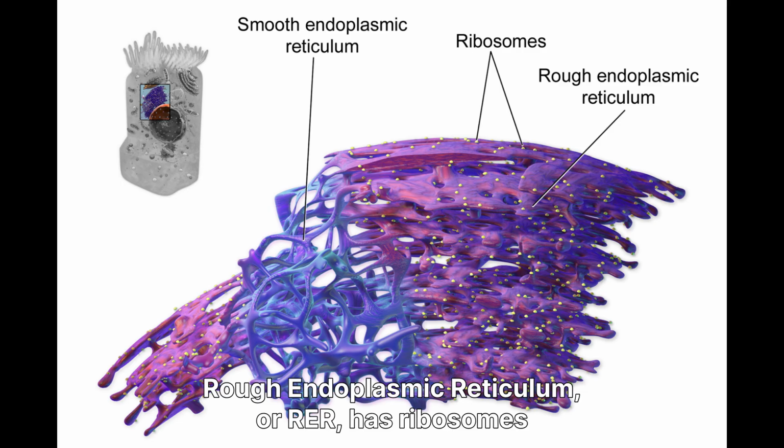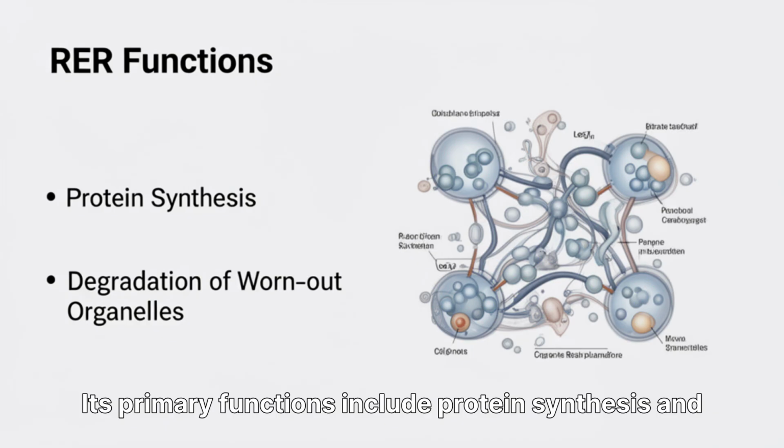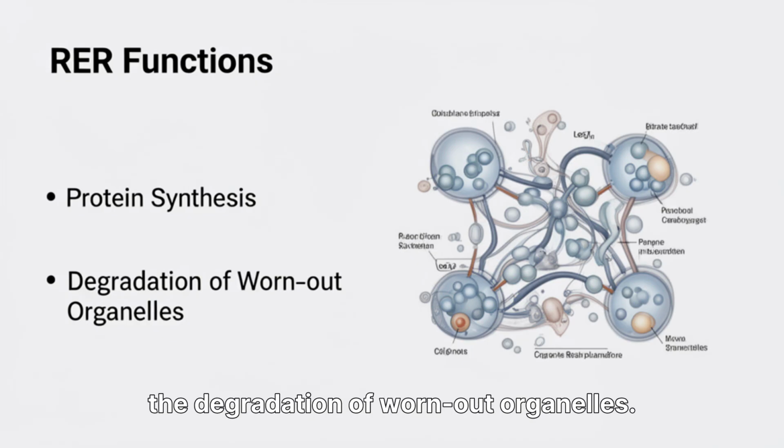Rough endoplasmic reticulum, or RER, has ribosomes attached, giving it a rough or granular appearance. Its primary functions include protein synthesis and the degradation of worn-out organelles.